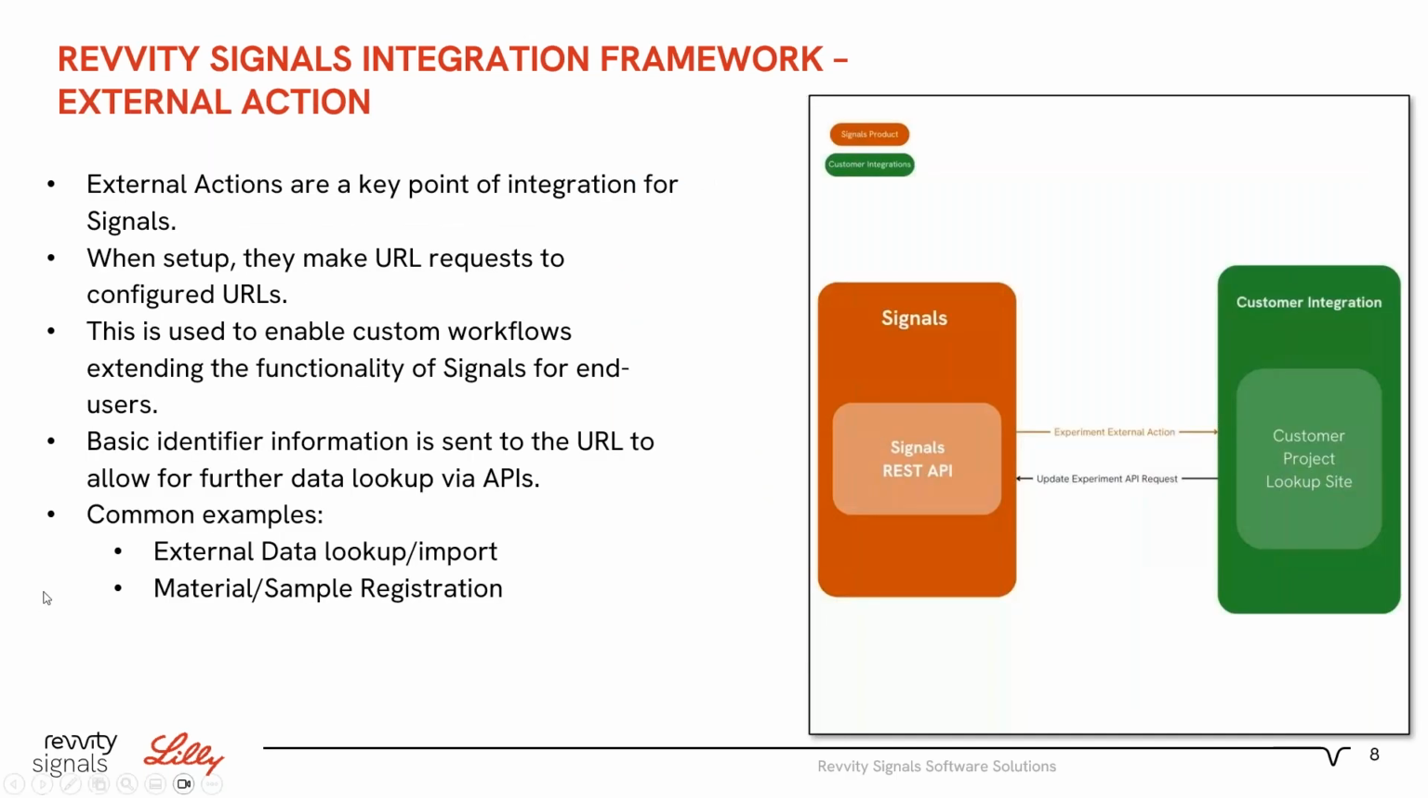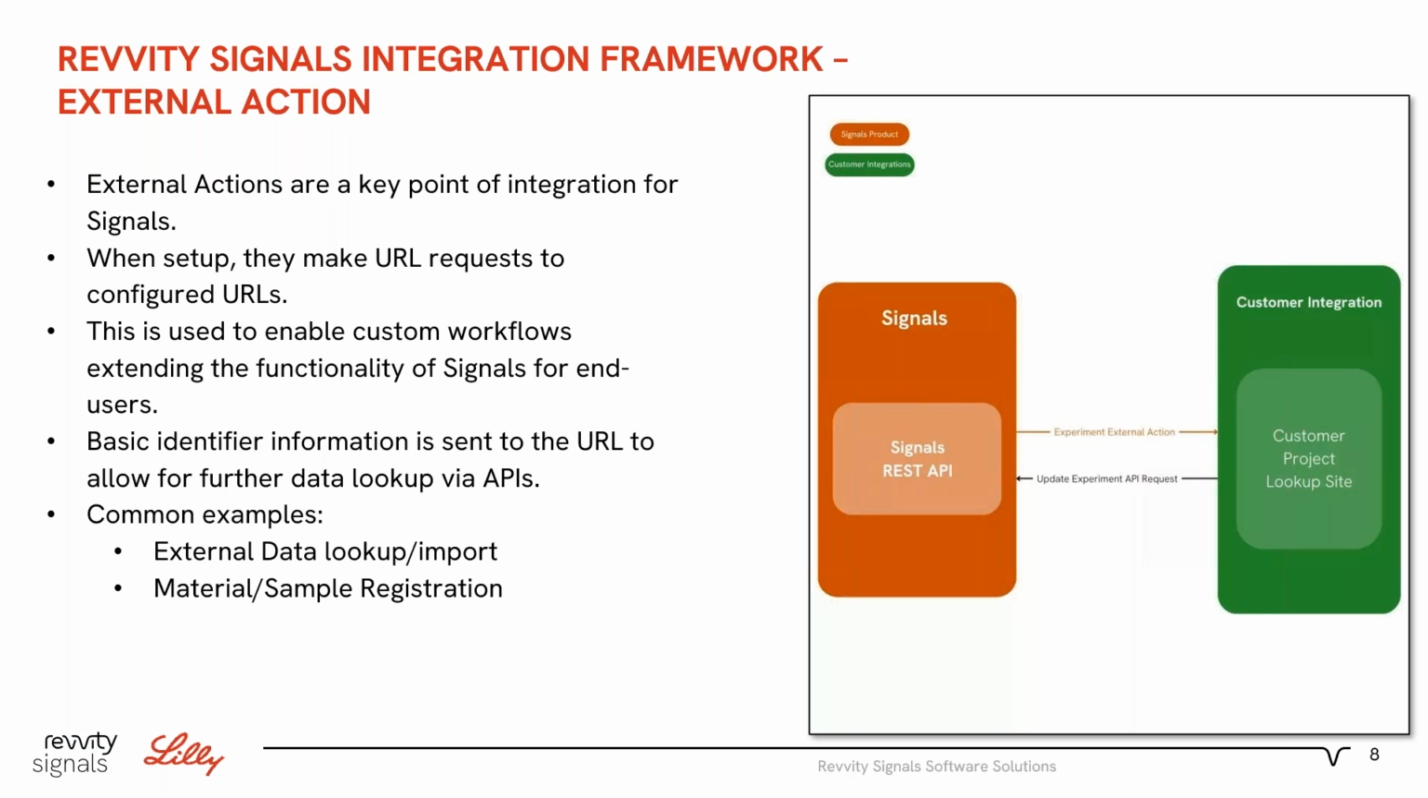As mentioned, this is a very, very basic architecture of what the integration with an external action might be. These are set up by an administrator. You set up a URL to send the identifying information to. So this is often a very basic identifier, such as an ID for an experiment, which can be used with our APIs to look up additional information and use that information within your external integration. Again, these are used to enable those custom workflows and extend functionality for specific use cases that customers need. And so you can see on the right, this is very simple.